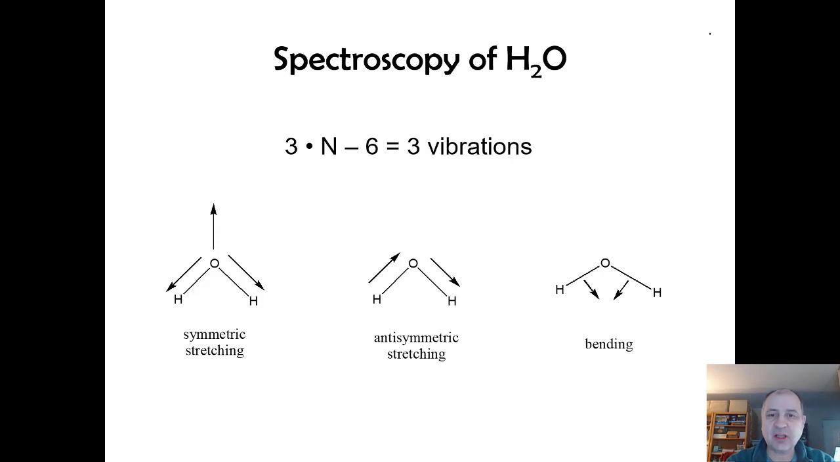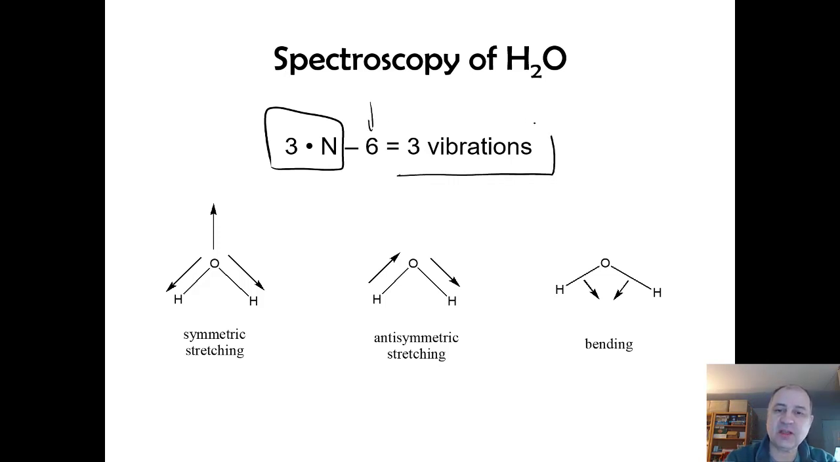Just as a summary, if we have a simple nonlinear molecule, there are going to be 3 times N total motions. 3 are translations, and 3 are rotations. If you subtract those out, that's the number 6, we get 3 vibrations, which are the infrared and Raman bands. They're shown here: symmetrical stretching, anti-symmetrical stretching, and bending. Those are the only ways that this particular molecule can move in space.